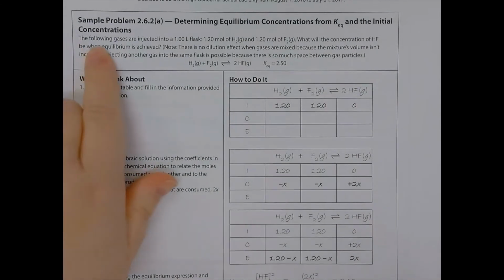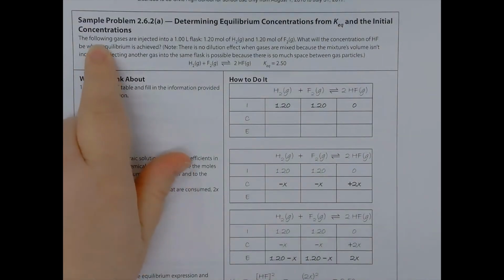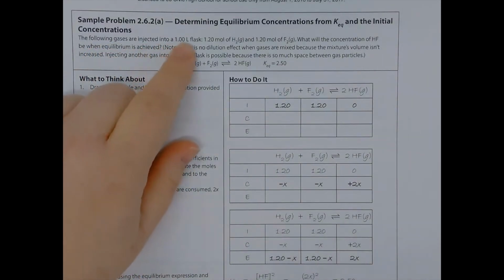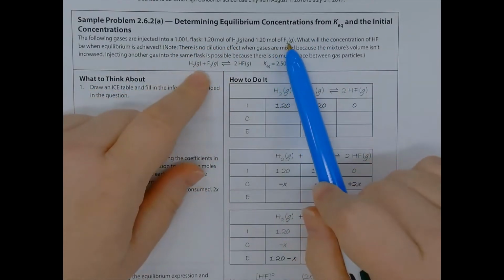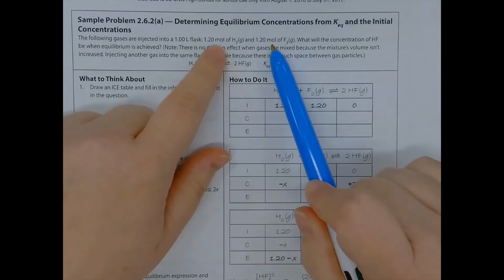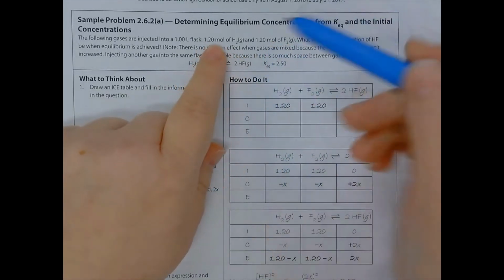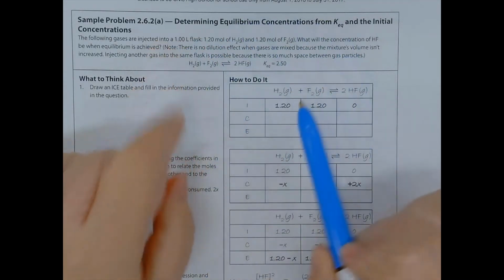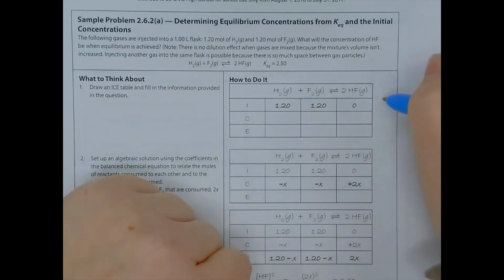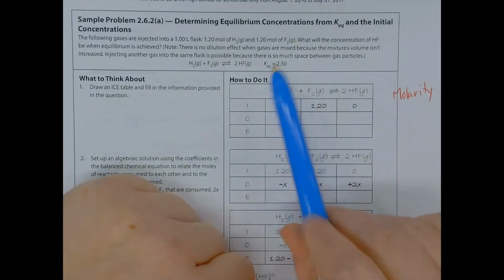A little bit different approach, but we're going to use some of the same strategies. This is the example on page 218 in your book, so you can follow along. The following gases are injected into a 1 liter flask. We've got 1.2 moles of hydrogen and 1.2 moles of fluorine. We would have to take our moles and divide by liters, but we're dividing by 1. So our molarity, again, we always want to put molarity into these, is 1.2 for each of them.